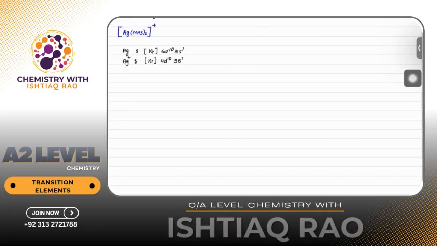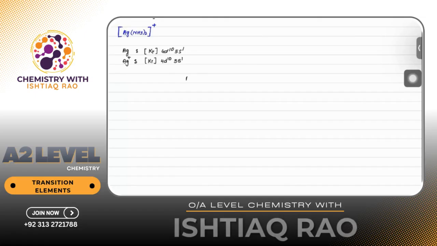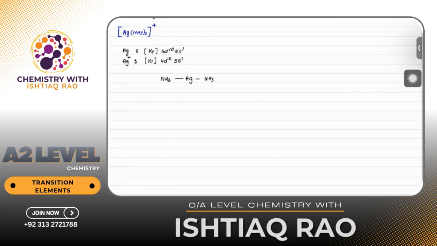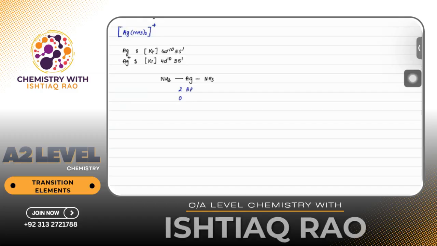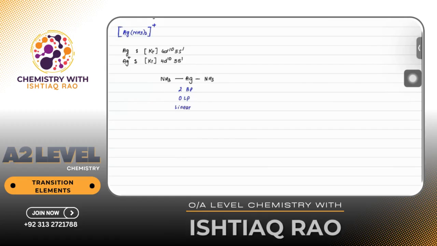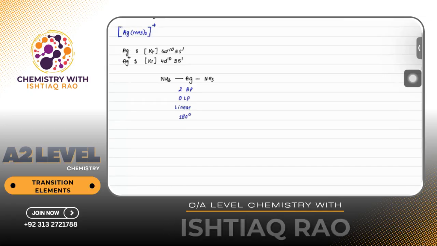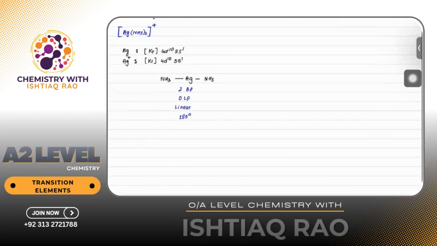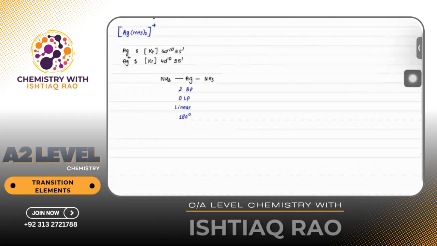So by the way, overall, the formula for the structure of silver is going to be this one, Ag(NH3)2, right? It's going to be like that. So it has two bond pairs and zero lone pairs. So the geometry is linear, and the bond angle is 180 degrees, by the way. This is the shape of Ag(NH3)2 plus. Okay.